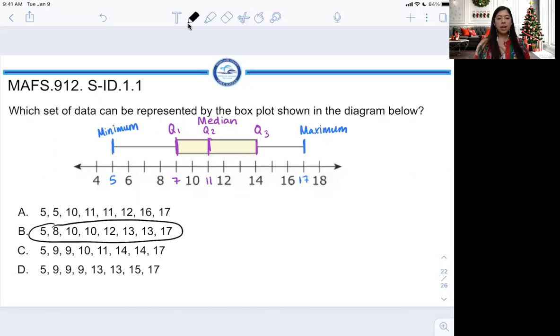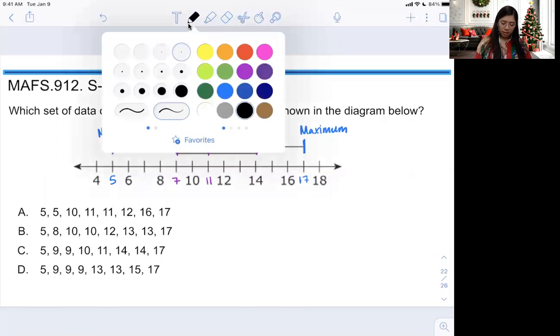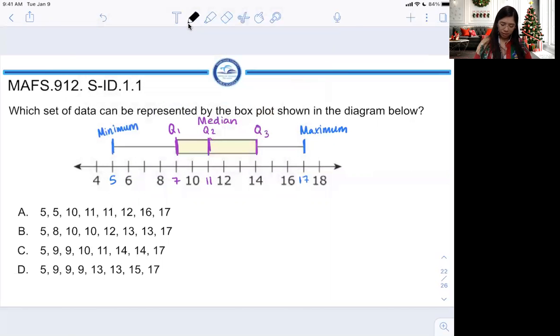Okay, so first thing we check is, are they written from least to greatest? Yes. 5, 8, 10, yeah, we're good. Okay, then we're gonna start labeling things. Matter of fact, let me just write the numbers over here. Okay, my minimum is 5, my maximum is 17.